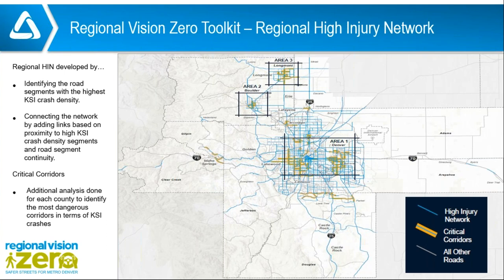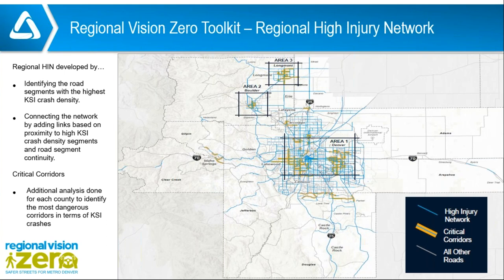Since the network was so large, we decided to do a more detailed analysis just along the identified regional high injury network. Each of the 10 counties within the DRCOG boundary were analyzed separately to ensure the critical corridors were dispersed regionally. For each county, the critical corridors identify the top 50% of KSI crash density corridors by county along the regional high injury network.